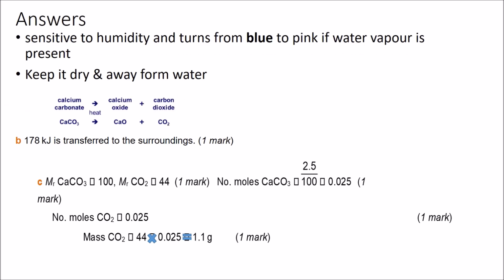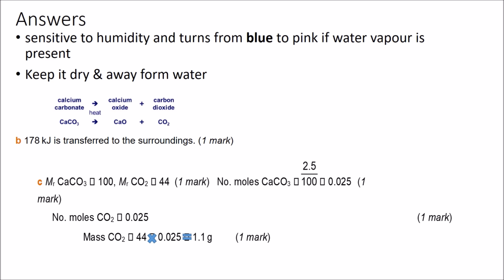So here are the answers. The paper is sensitive to humidity and it turns from blue to pink if water vapor is present. So we need to keep it in that machine in order to keep it dry and away from water. Your chemical formula is calcium carbonate. When heated, it forms calcium oxide plus carbon dioxide. If it's absorbing 178 kilojoules in the forward direction, then in the reverse direction it needs to release 178 kilojoules.